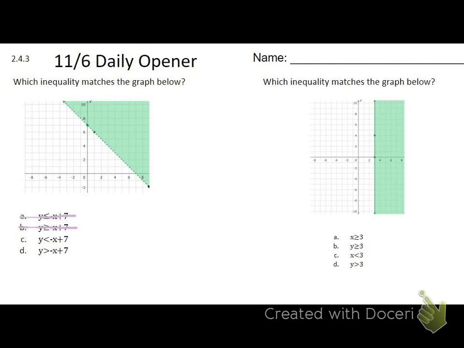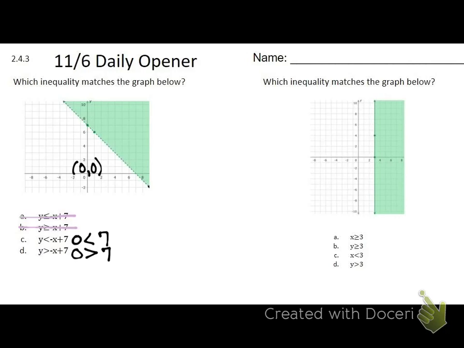Do you want a shortcut? Do you want me to teach you a shortcut? That's what I'm going to show you. Let's start with our test point. What's our test point that we like to use? 0, 0. So if I put 0 as less than, what's 0 plus 7? Or my other one would be 0 is greater than, what's 0 plus 7?